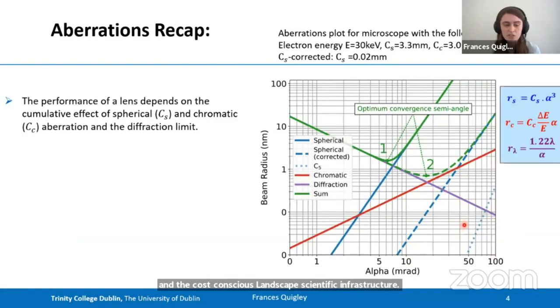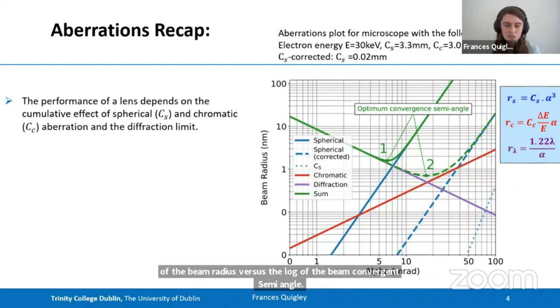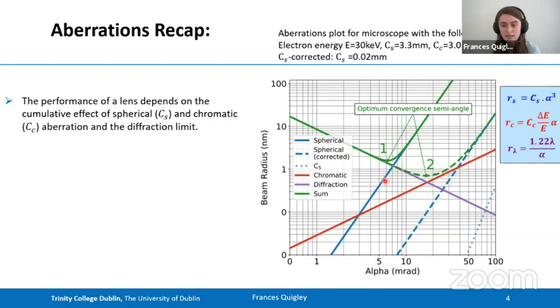So, just a quick aberrations recap. The performance of a lens depends on the cumulative effects of spherical and chromatic aberration, as well as the diffraction limit, which is represented by these three equations here. These equations were plotted on a graph of the log of the beam radius versus the log of the beam convergence semi-angle. By plotting the sum of these equations, we see from this green line here, and by point one, that it's in fact the diffraction limit and spherical aberration that limits the ultimate resolution of your microscope.